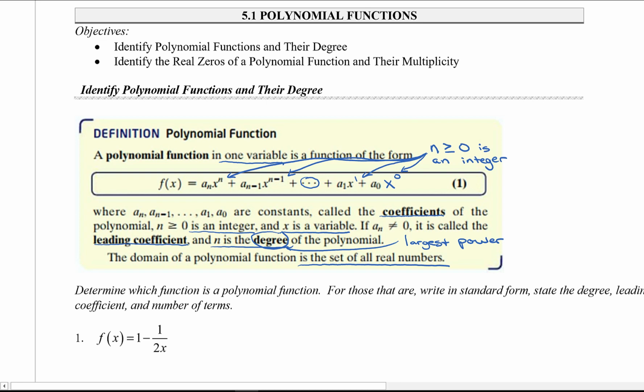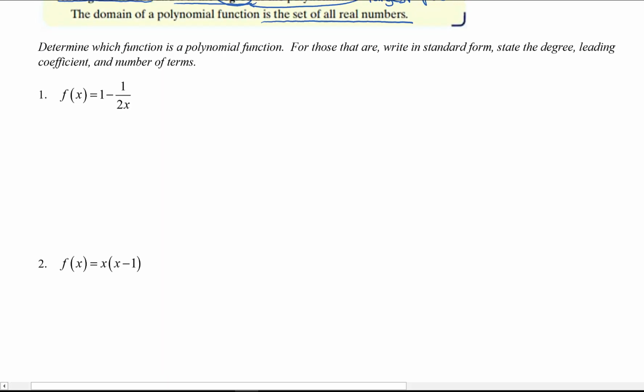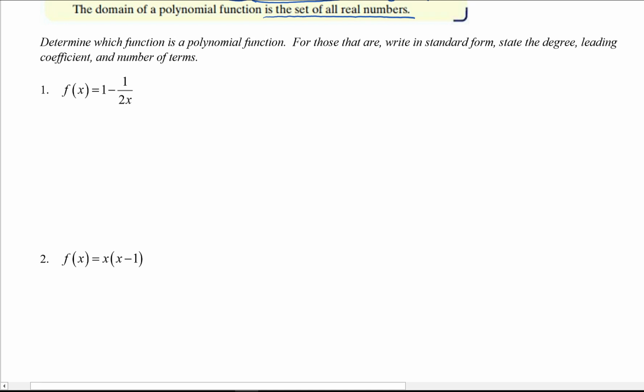Okay, determine which function is a polynomial function. For those that are, write in standard form and then state the degree, the leading coefficient, and the number of terms. So starting off with this first one right here, it looks like, oh, I don't know. You guys tell me. What do you guys think of this? How does this look to you guys? Does that look like a polynomial function to you?